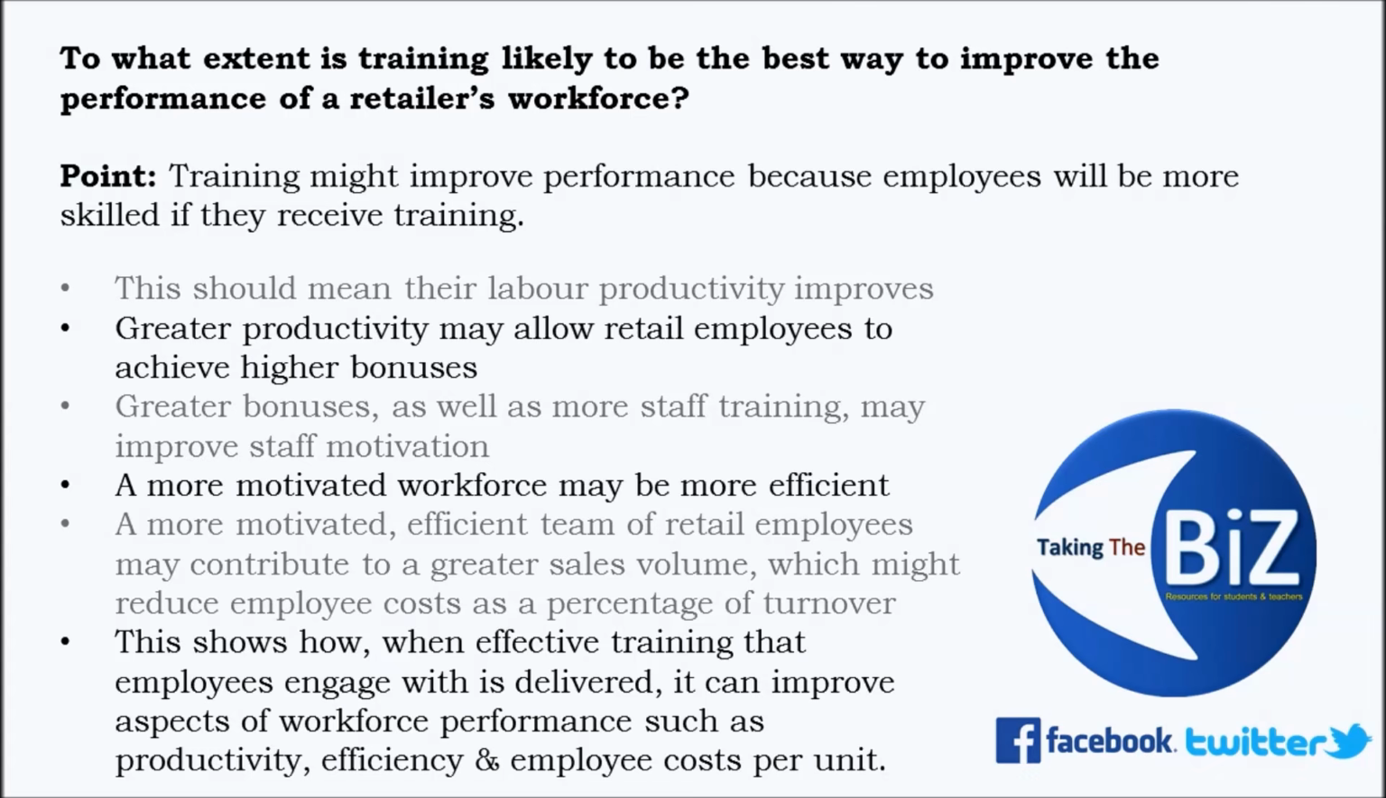Now, before we jump into our chains of analysis, we've got to make a strong but simple point first of all. So our point could be training might improve performance because employees will be more skilled if they receive training. It's not a complex point, it's very, very simple. The complexity will come through our chain of analysis. So we're saying that training might mean a more skilled workforce. So then we get going on the chain.